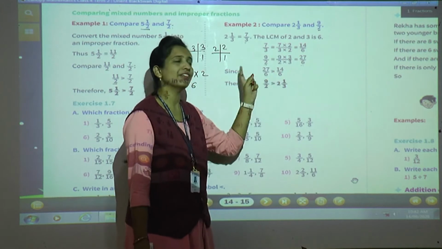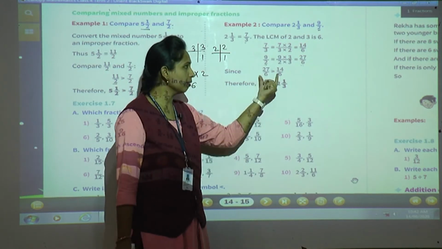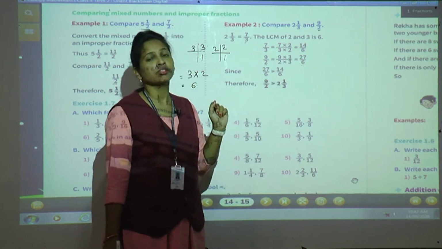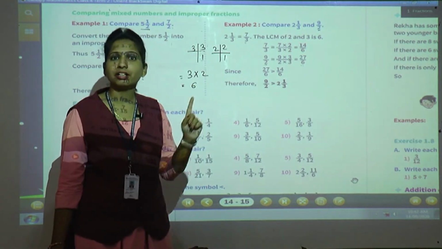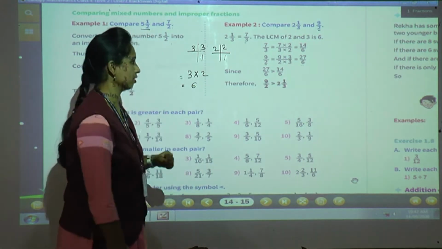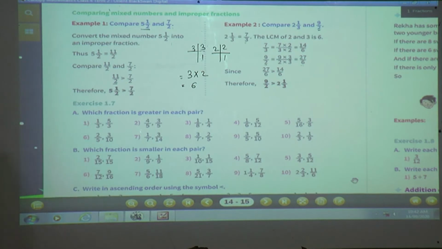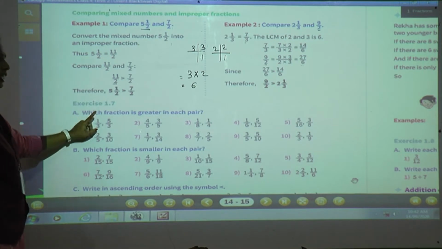When we compare, 27 is greater. Why? Because the denominators are the same. When the denominators are the same, they are called like fractions. So it is very easy to compare. Clear? Yes. Now we will solve our exercise 1.7.